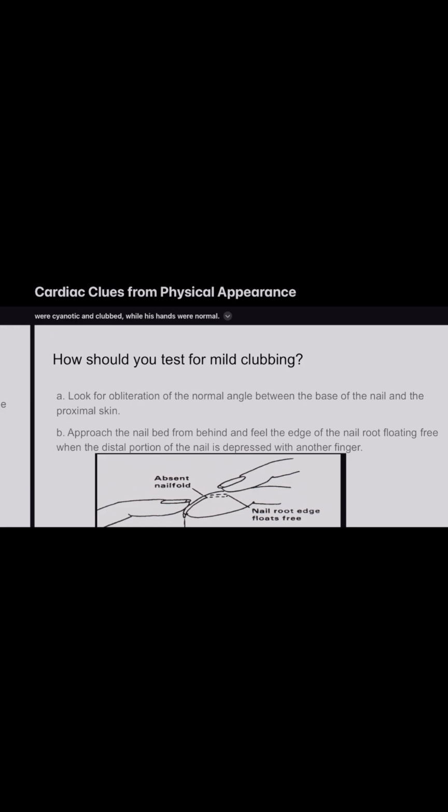How should you test for mild clubbing? So for clubbing, look for obliteration of the normal angle between the base of the nail and the proximal skin. Approach the nail bed from behind and feel the edge of the nail root floating free when the distal portion of the nail is depressed with another finger.